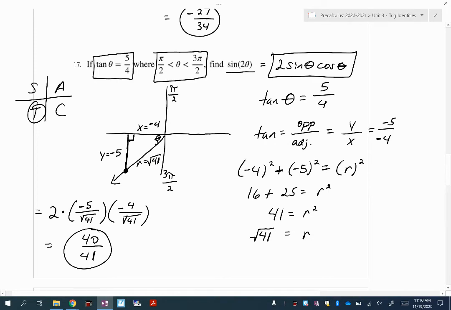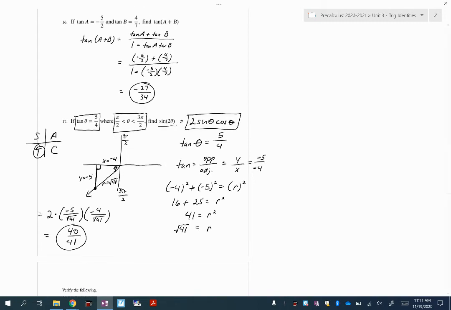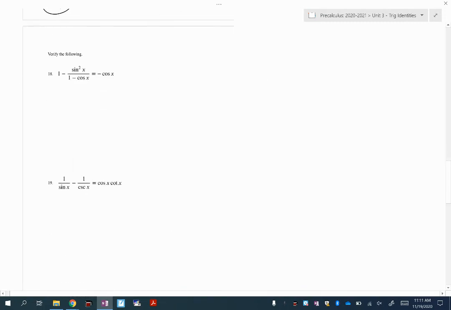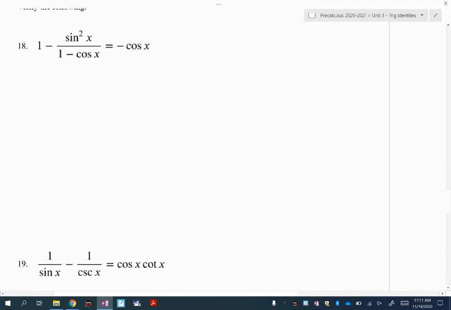All right, so as I said, we ended up using one of those identities we've used in the past, but there was a little bit more work to do because we had to find our side lengths to find sine and cosine. All right, let's go to number 18. Now, 18 through 20, the last 3 questions, are proofs. All right, these are challenging, guys, okay?